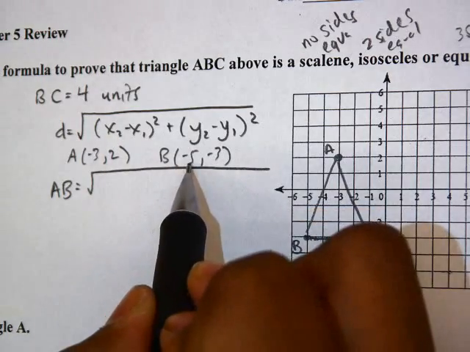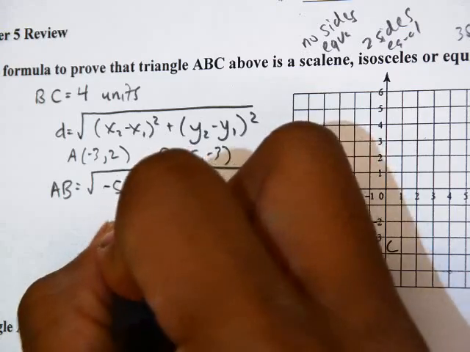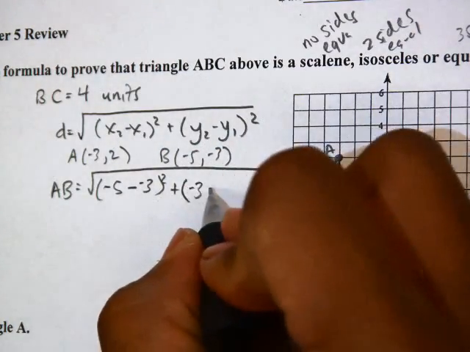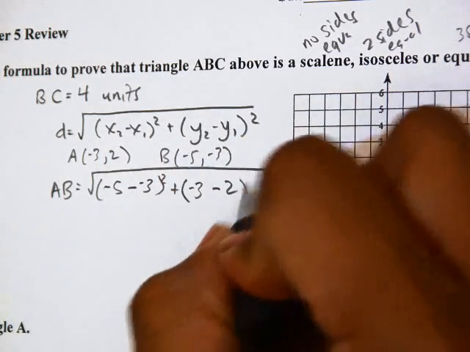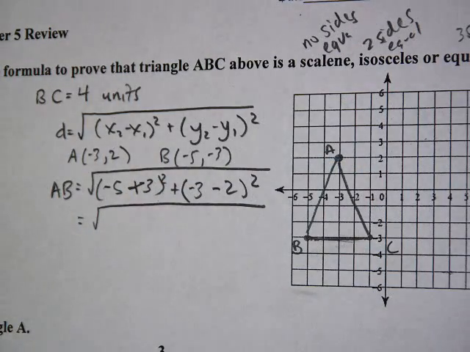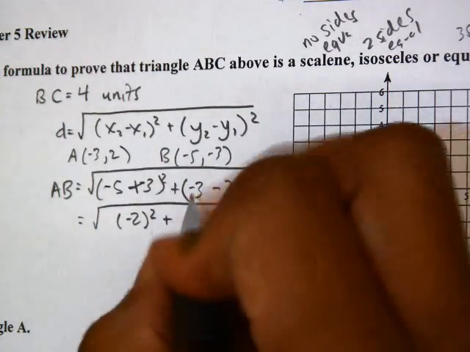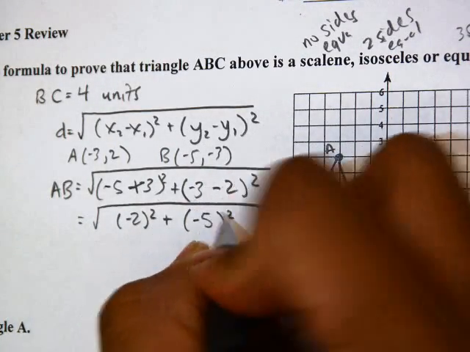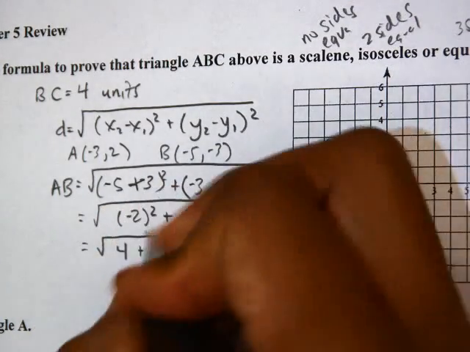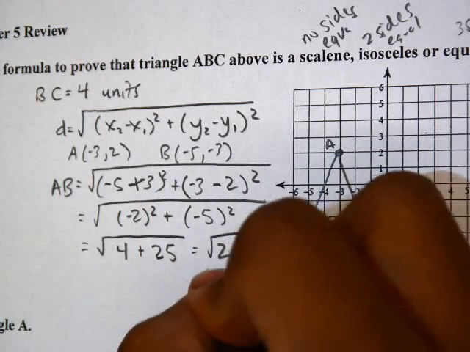x2 would be -5, minus x1, which is -3, squared. y2 is -3, minus y1 of 2, squared. This becomes a plus, so it's -5 plus 3, which is -2 squared. -3 minus 2 is -5 squared. -2 squared is a positive 4. -5 squared is a positive 25. And that gives me a square root of 29.